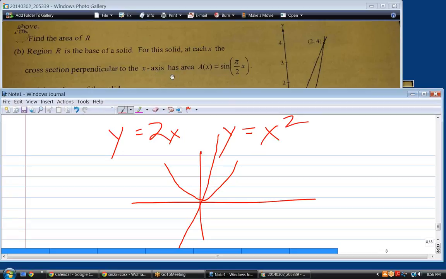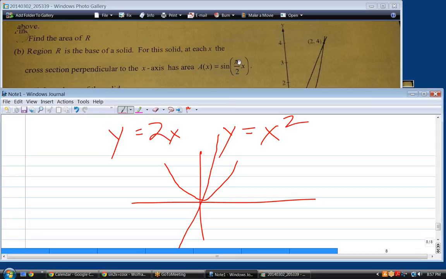For this solid, we're going to put cross sections on top of that area. They're going to be perpendicular to the x-axis. And they're not telling us what they are. They're just telling us what the area of each cross section is. That's fine, that's beautiful. We don't have to figure out anything more. They're telling us that's the area. So that's pi r squared.